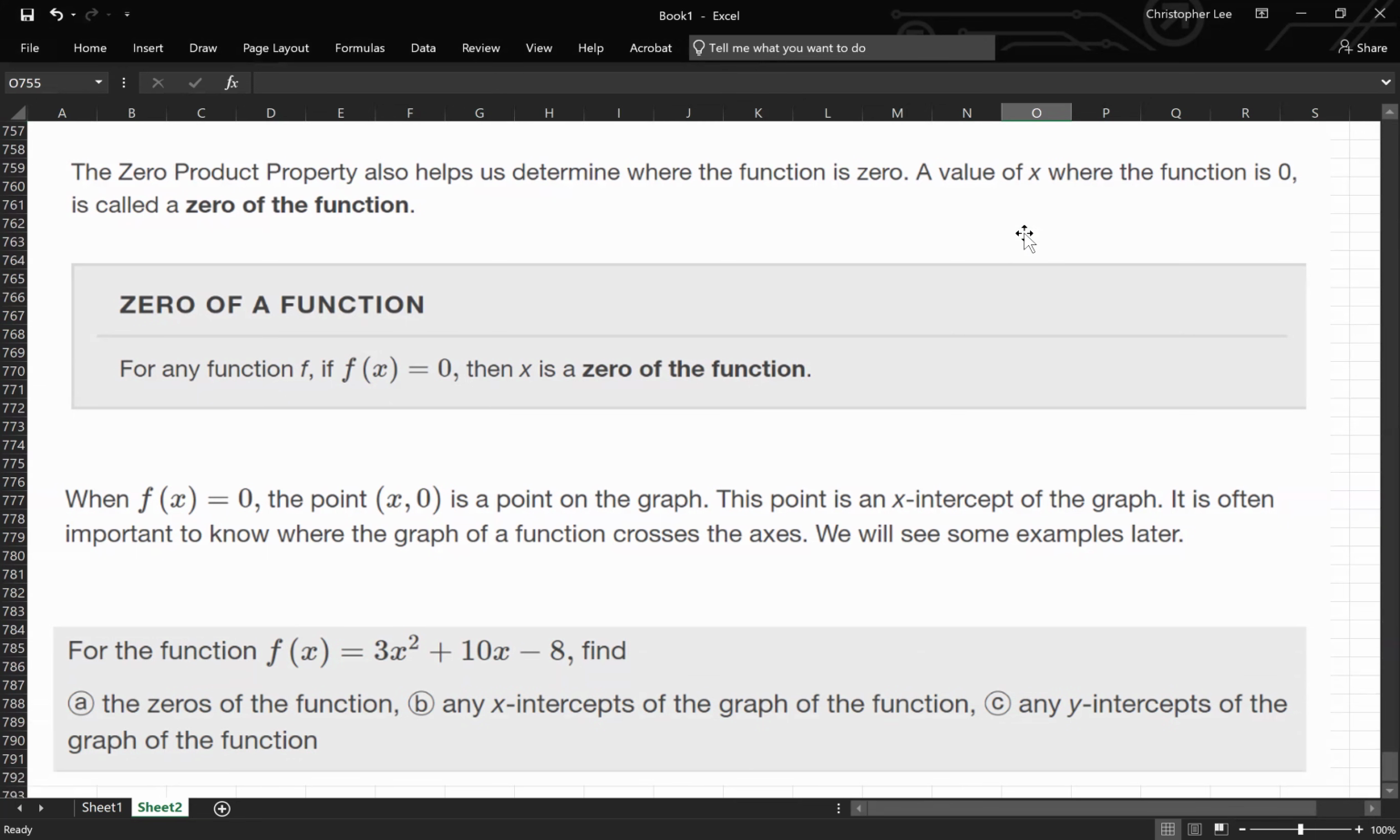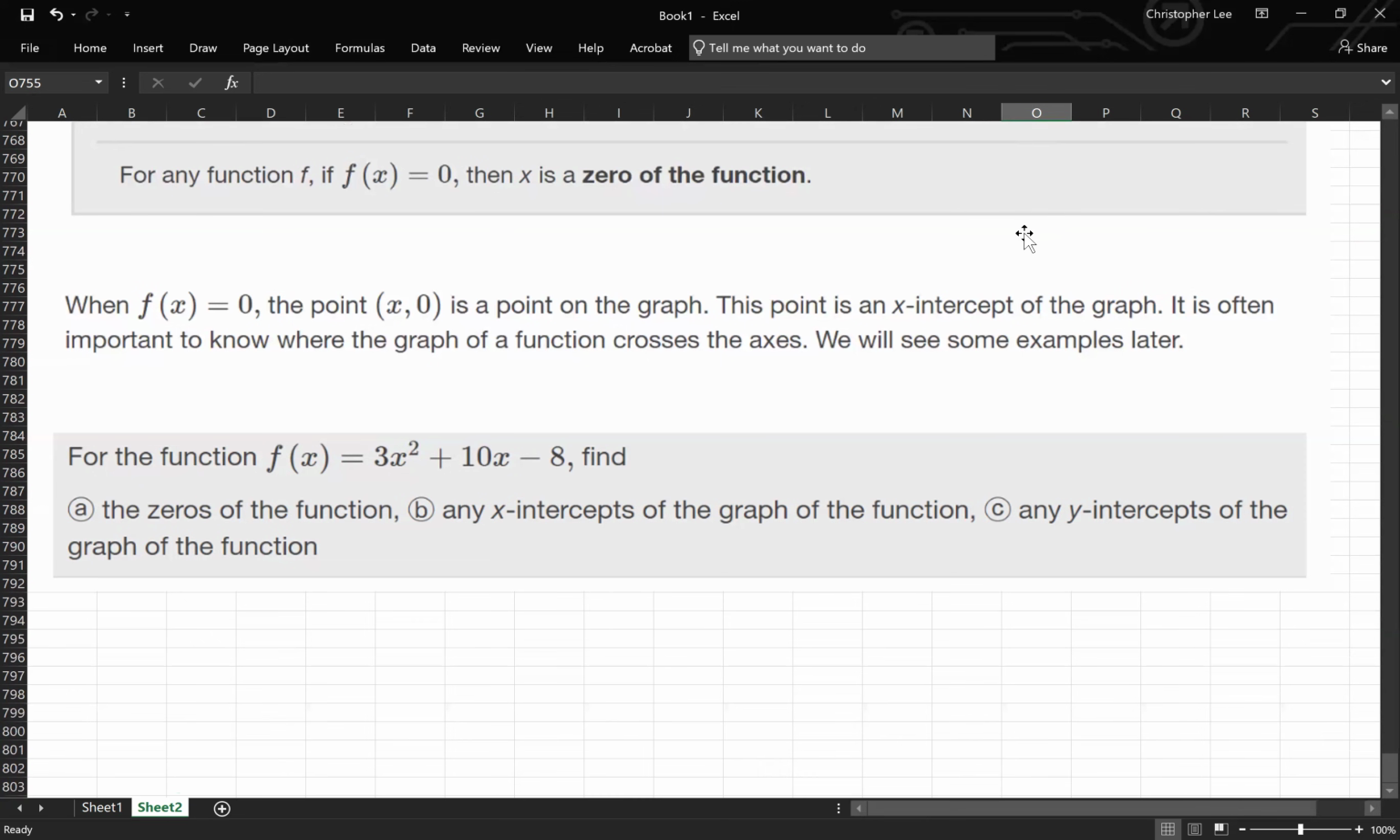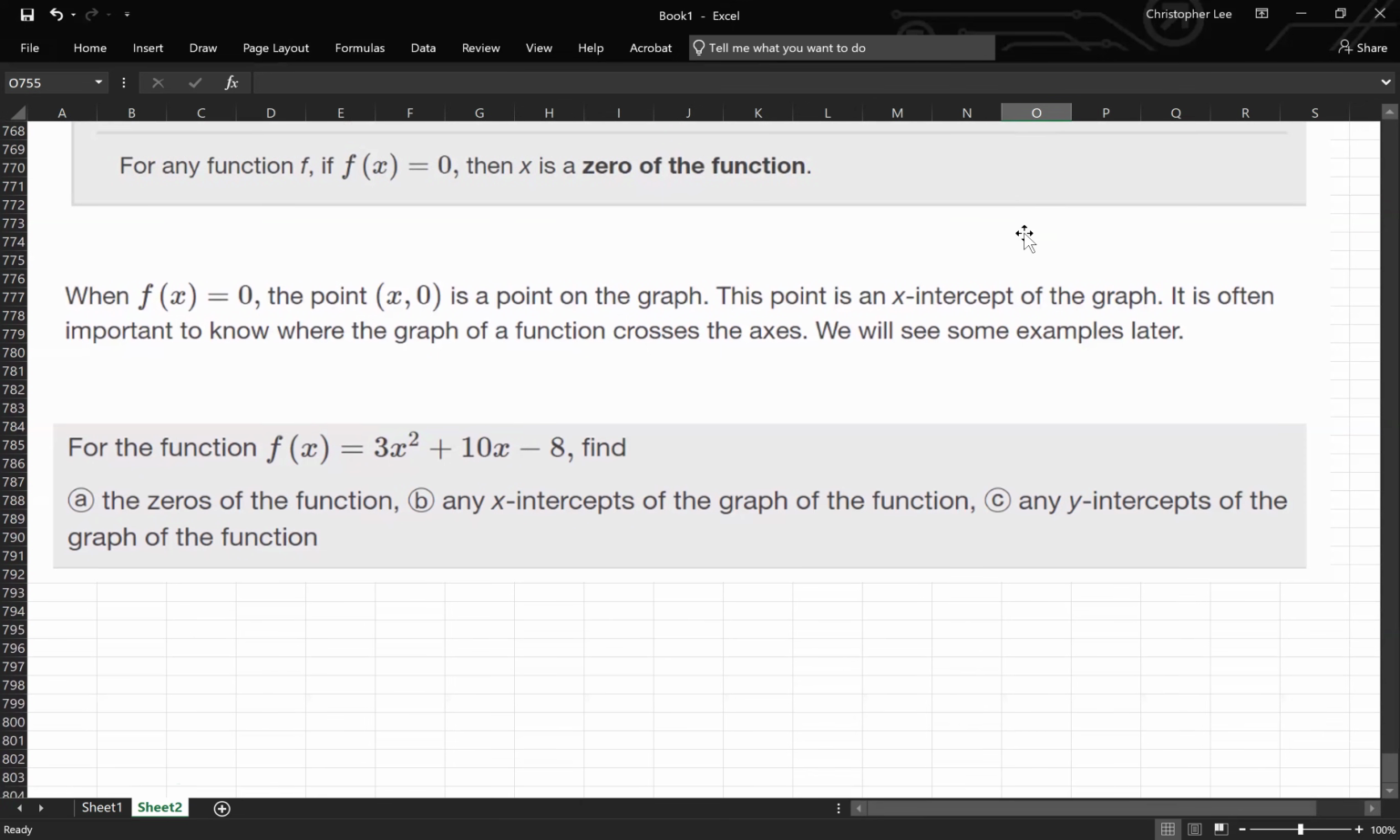It is often important to know where the graph of the function crosses the axis. So we will see some examples later. Check this out. For this function, we have f of x is equal to 3x squared plus 10x minus 8. They ask us to find the zeros of the function, any x-intercepts of the graph, and any y-intercepts of the graph.